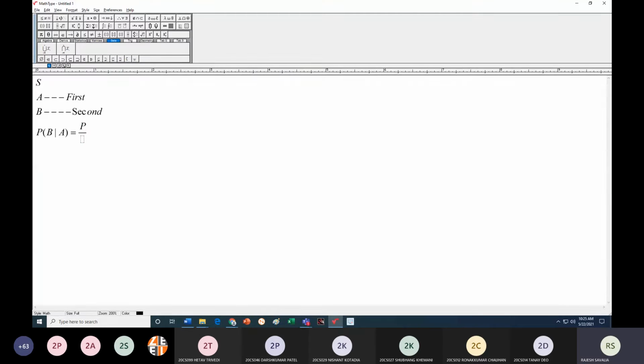That is given by probability of A and B together divided by probability of A. That can be rewritten as probability of A intersection B is equal to probability of B over A multiplied by P of A. Take this term to the left hand side and you will get this formula.